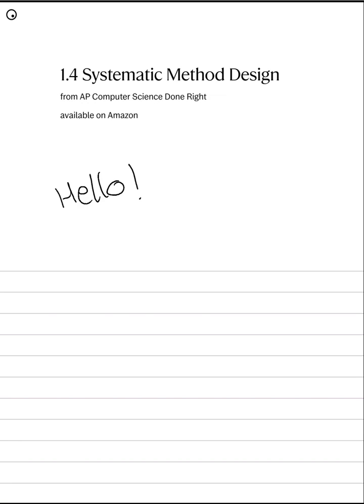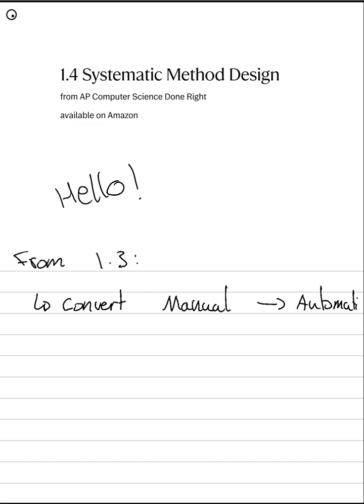Yes, sure. In the last class we learned how to convert manual calculations into automated methods in a Java class. For example, we converted a person's weight from kilograms to pounds with a method called convertToPound, and we also did another example with the BMI index. Yes, exactly. We did learn all of those.